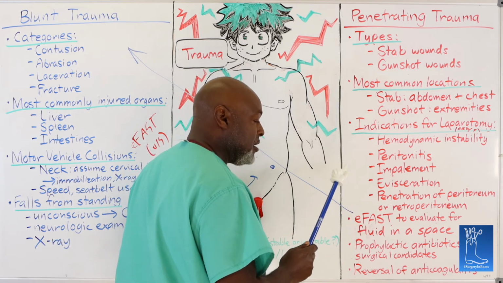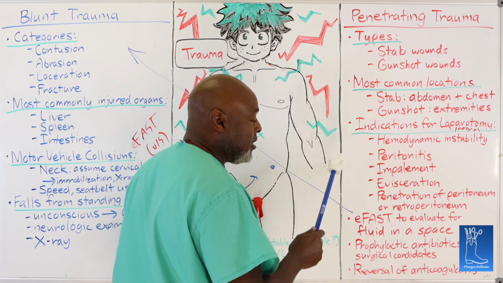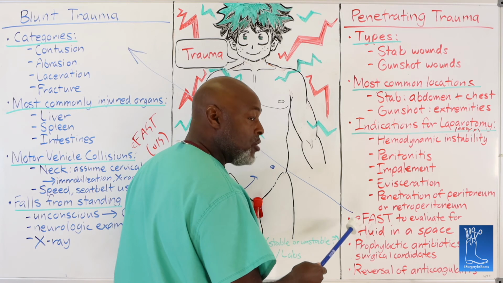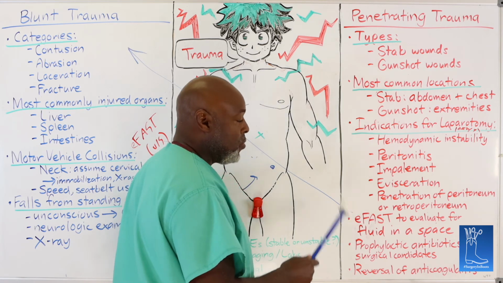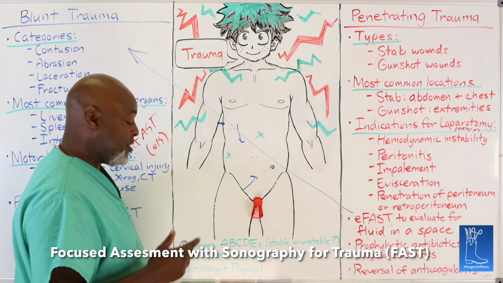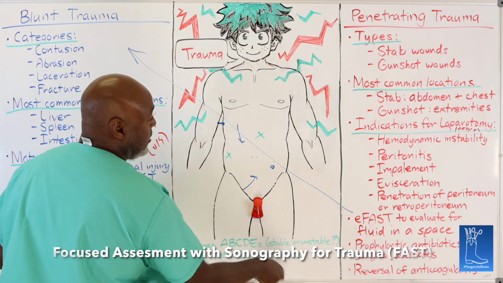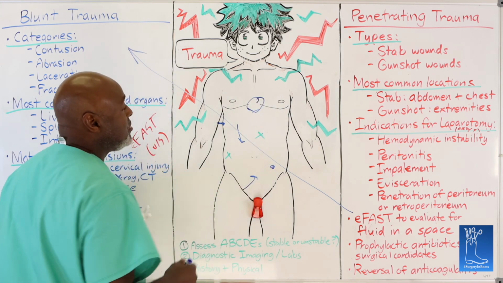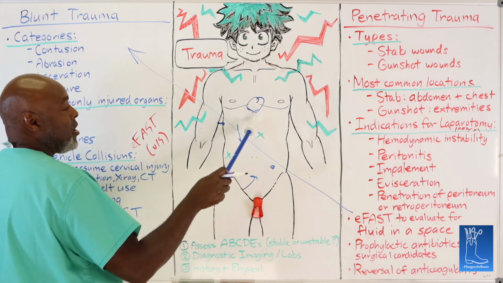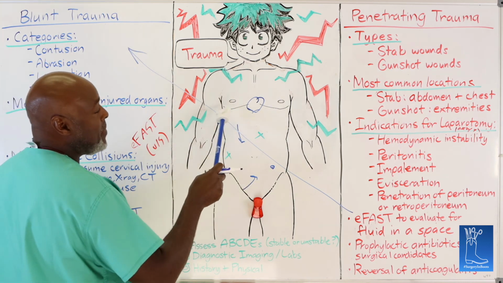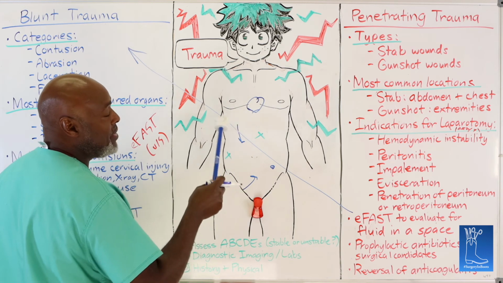And FAST is basically focused assessment sonographic evaluation of a trauma patient. What that means is we're looking at a couple different spaces in a patient. The first space is right here by the heart. What you want to do is make sure someone doesn't have cardiac tamponade, so they have blood around their heart and it can't work. You also get some idea as to whether or not they have fluid in their chest.